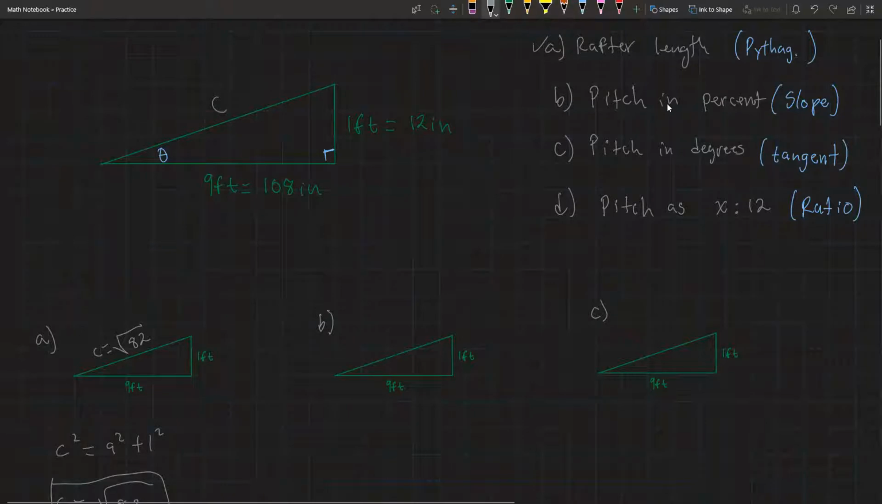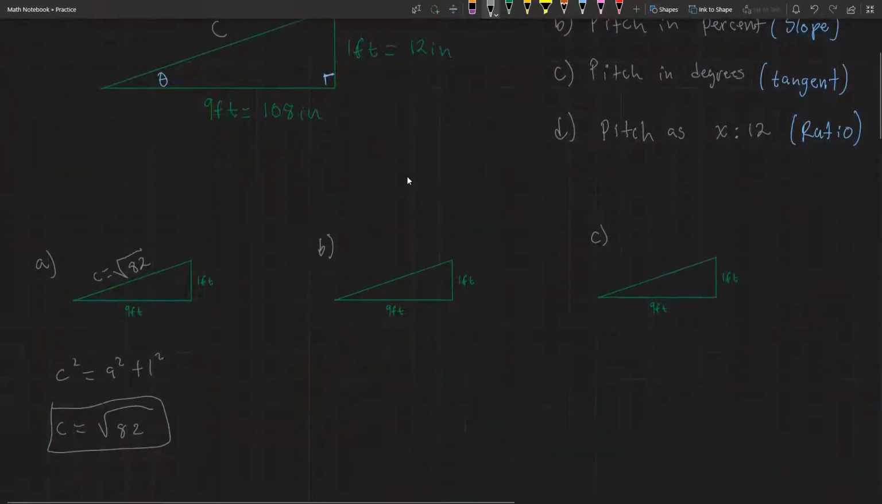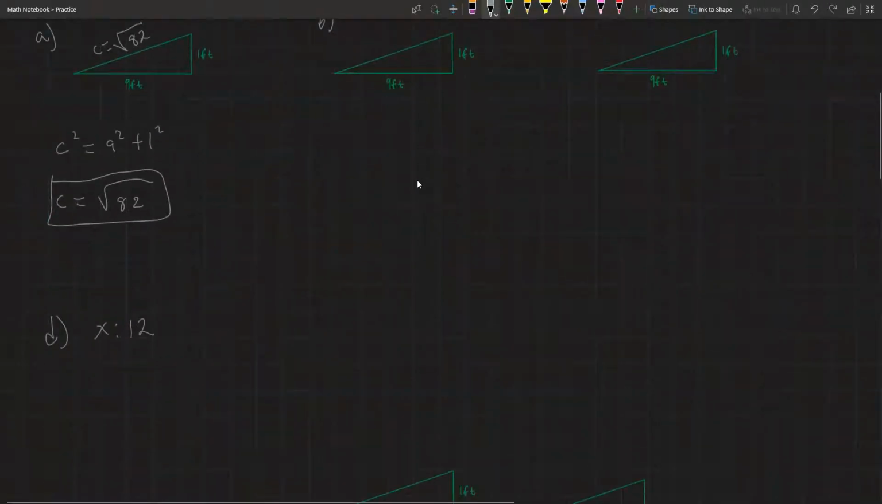What's next? We need to figure out the pitch and percent. So all that really means is let's figure out the slope of the line created by the hypotenuse, which hopefully you remember, slope is just the rise over the run, which is 1 over 9. So all that is saying is that I'm going to call that pitch.